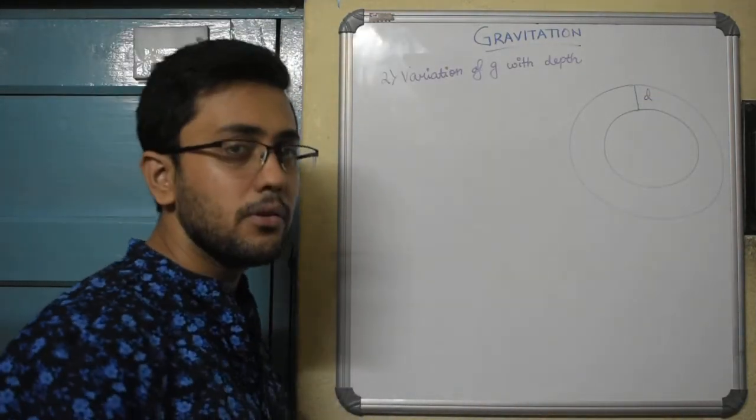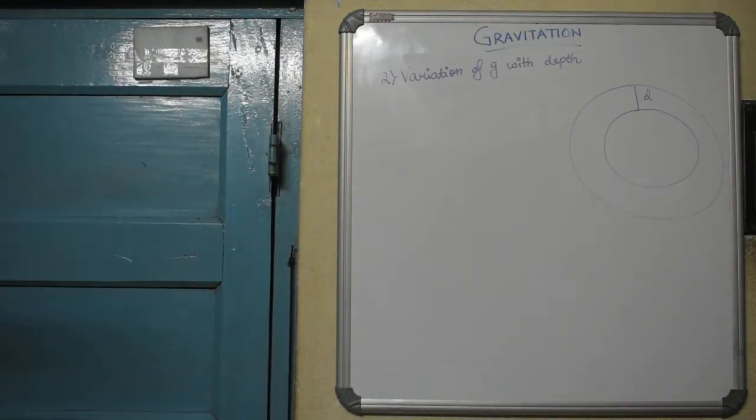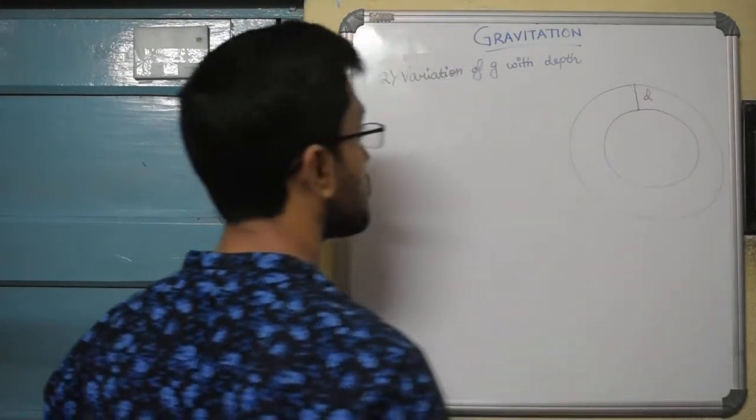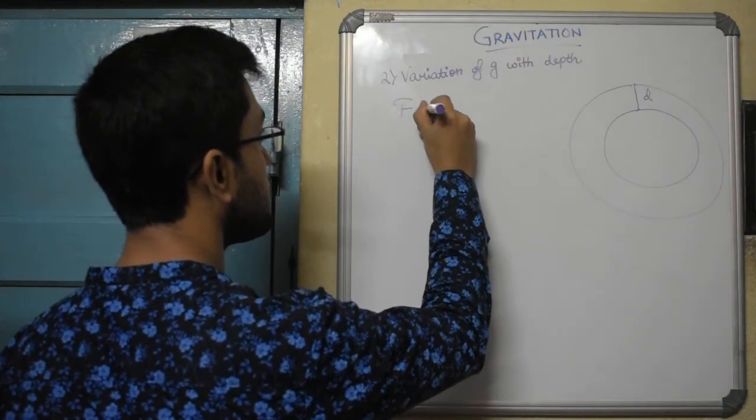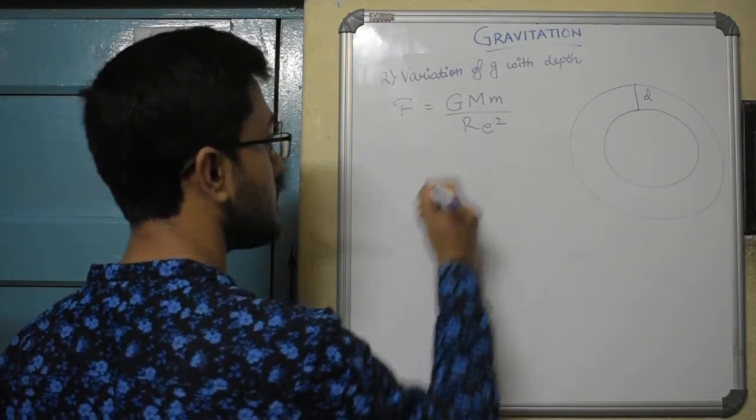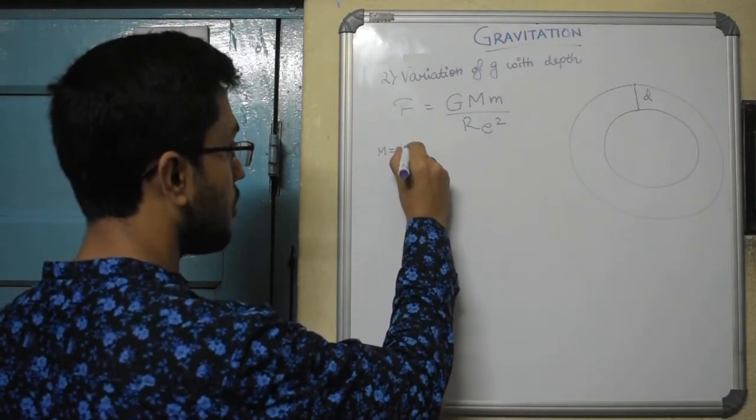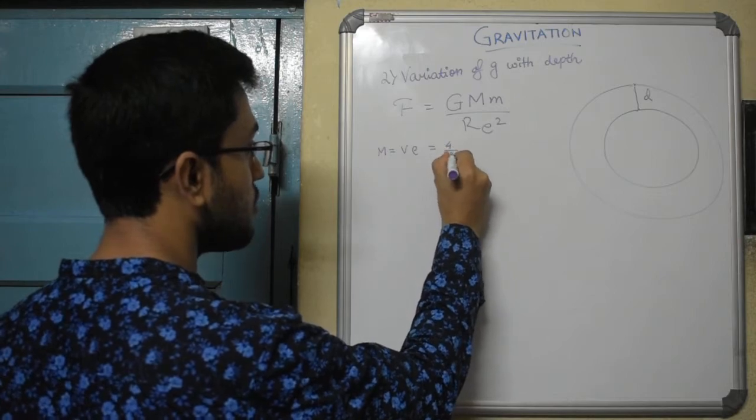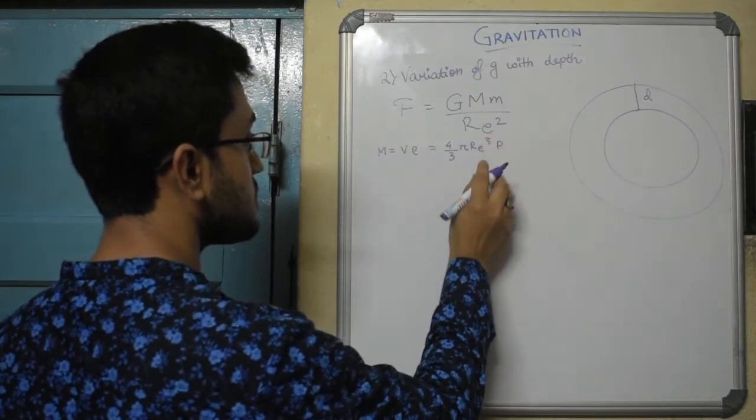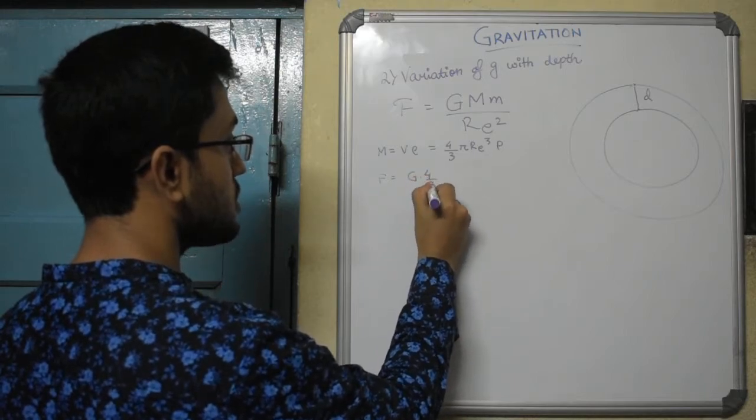Okay, so this calculation is a little bit more difficult than the previous one. So when you are here at the surface of Earth, what is the force you feel? The force you feel is G times mass of Earth times your mass divided by radius of Earth square. And what is the mass of Earth? Mass of Earth is equal to volume into density of Earth, and volume is 4/3 pi radius cube times density. So therefore, if I substitute this expression here, force becomes G into 4/3 pi rho.